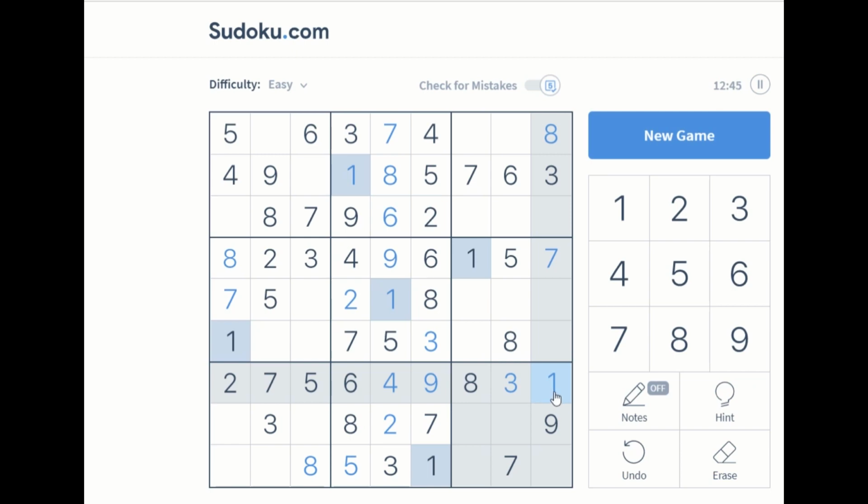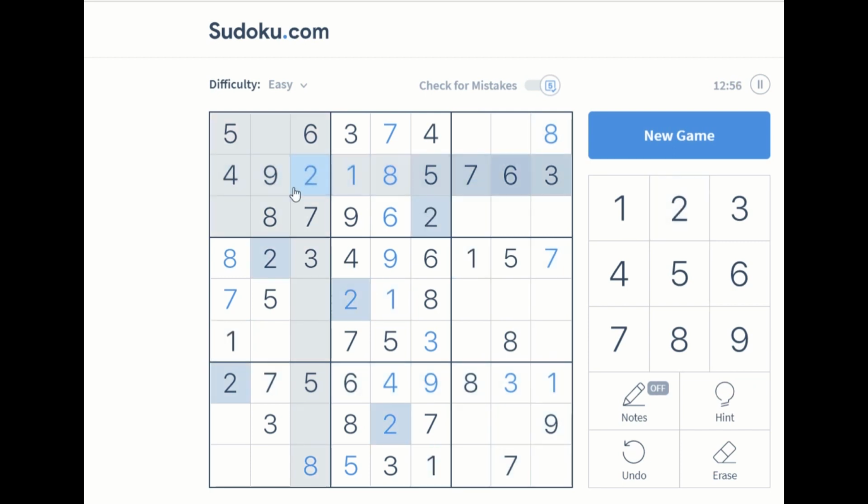Now let's check for, yeah, this horizontal line has only one digit missing. Which is that digit? The digit is 2. 2 is missing, so I can place the 2 here. That's done. Now in this 3 by 3 box, again there are only two digits missing. Let's find out which ones. 1 and 3 are missing. Okay, 1 and 3 are missing here.